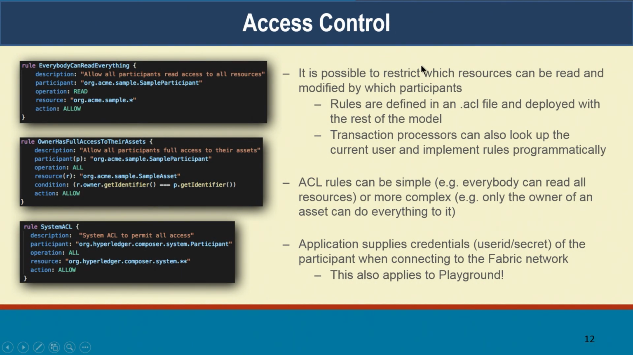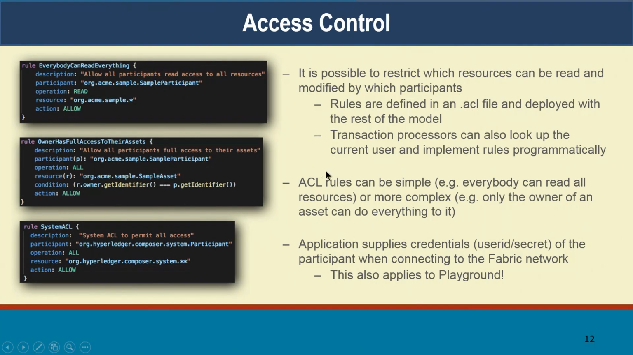Now let's look at some examples of how you could define access control in this example, or more generically. It's possible to restrict who accesses what assets and what rights they have on that asset, whether they are able to create that asset, modify that asset, call a particular function on that asset, or read it. All of those can be defined by access control rules.